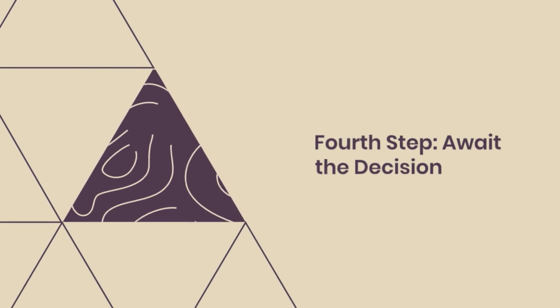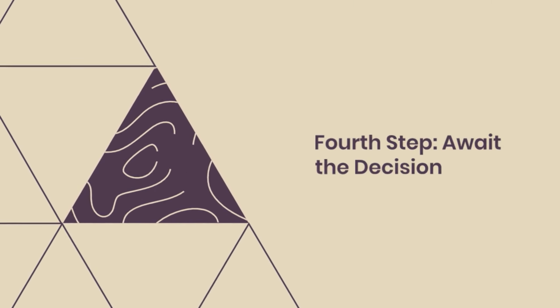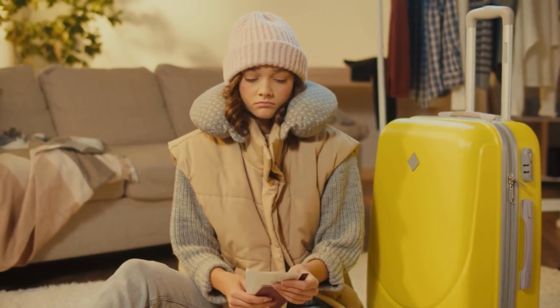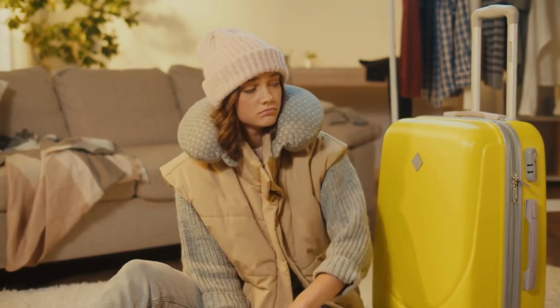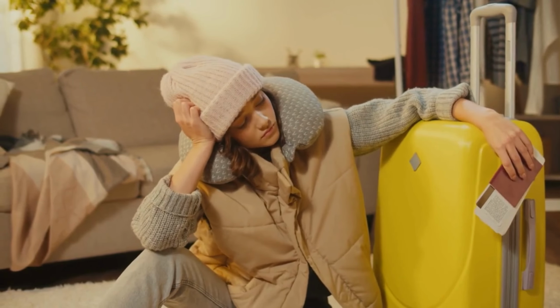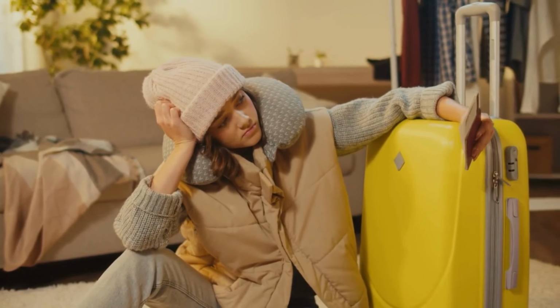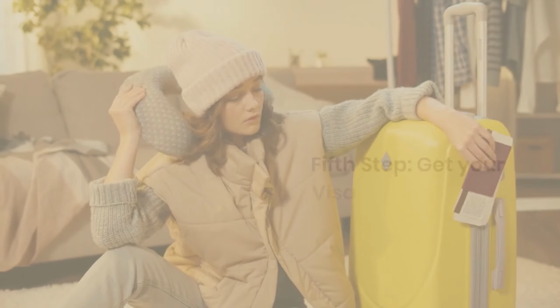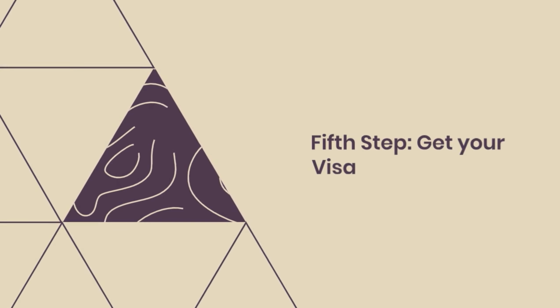Fourth step, await the decision. Depending on the type of visa that you applied for, you may have to wait for several weeks or months in order to get your visa approval or rejection. Fifth step, get your visa. Once your visa application is approved, you will receive a migrant visa which will enable you to live and work permanently in Australia. This entails that you may soon be eligible for citizenship.